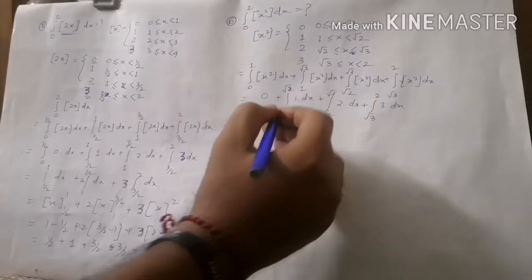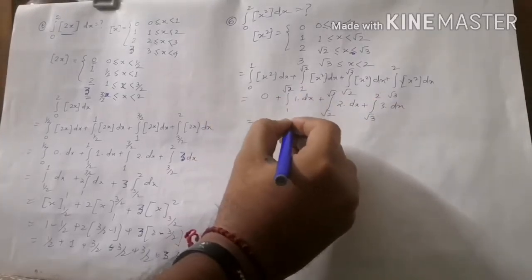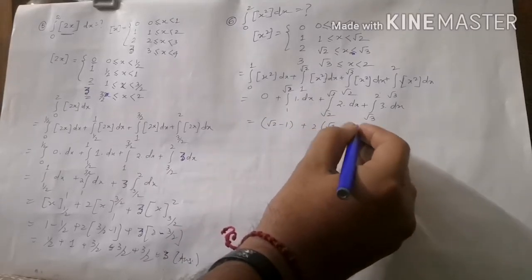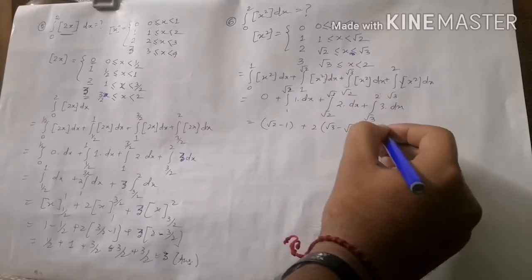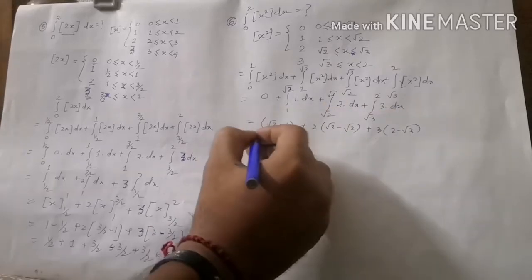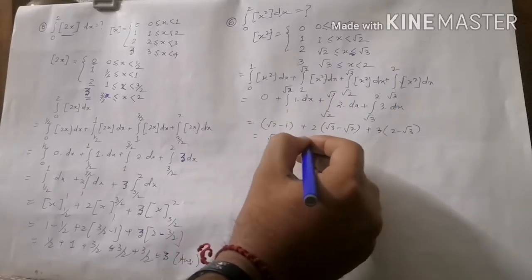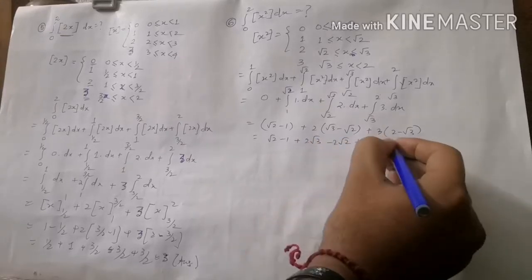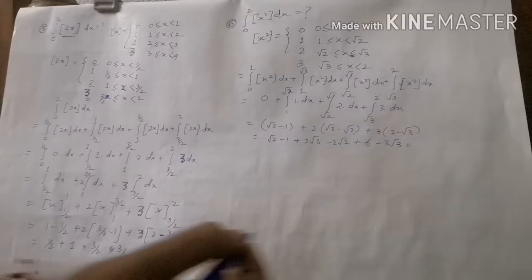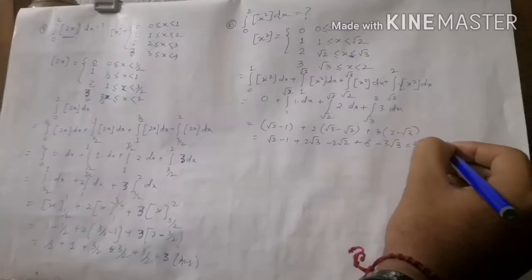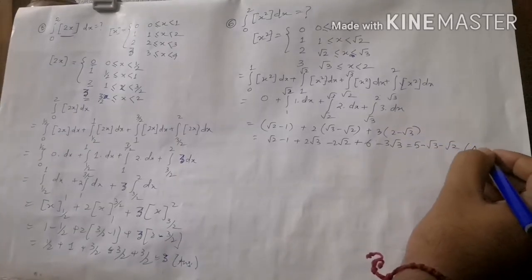So by solving this, we can get root 2 minus 1 plus 2 into root 3 minus root 2 plus 3 into 2 minus root 3. So here root 2 minus 1 plus 2 root 3 minus 2 root 2 plus 6 minus 3 root 3. So the answer will be 5 minus root 3 minus root 2, and that will be the answer.